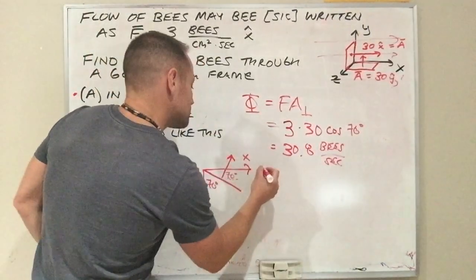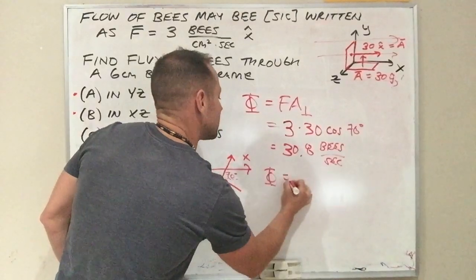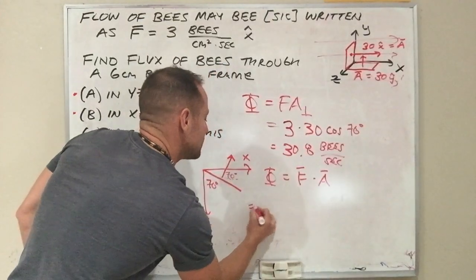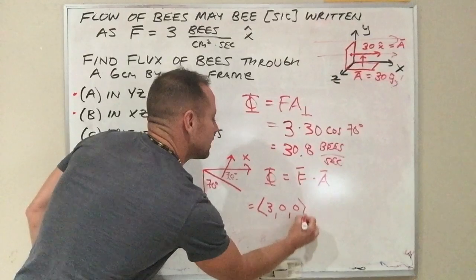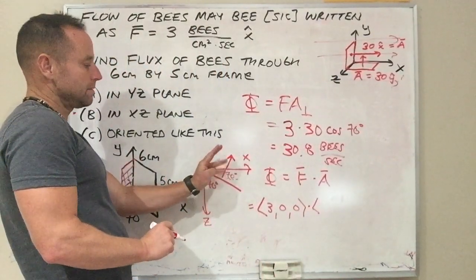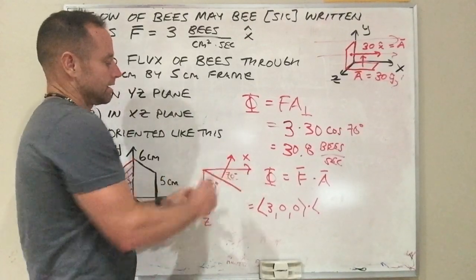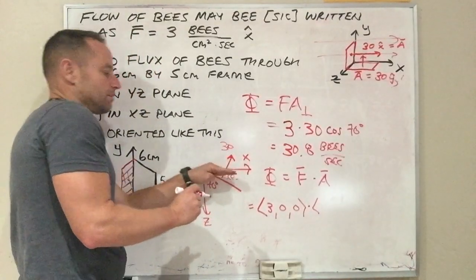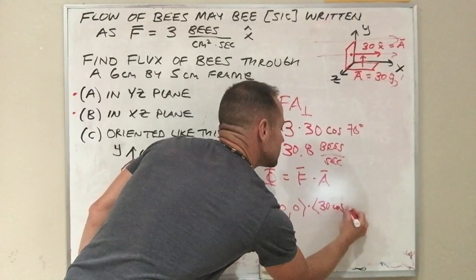And so what we would do is we could say, well, flux is F dot A. And so then, let's write our F vector as 3, 0, 0 again. And then here's the tricky part, the A vector. Well, the x component is going to be like 30 cosine 70, right? Because this thing has magnitude 30, and we just need to take a little bit of it that happens to point this way. So that's going to be 30 cos 70.